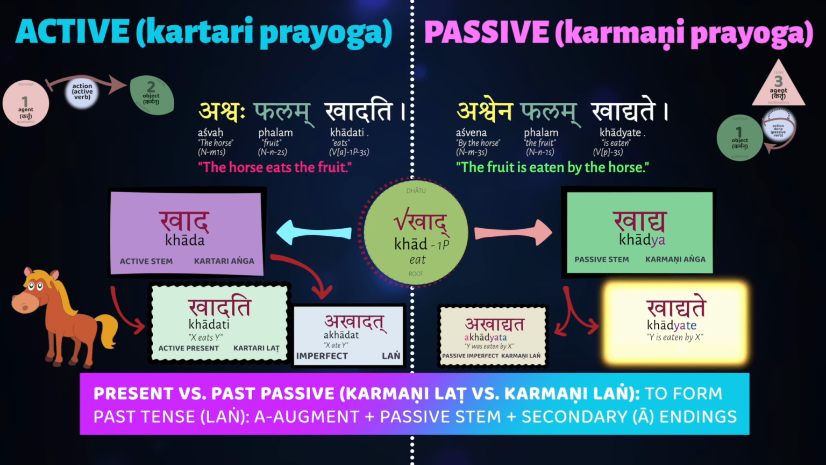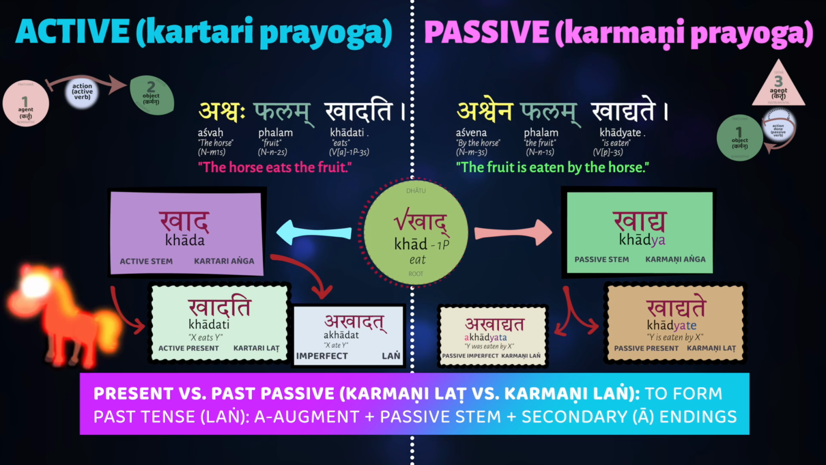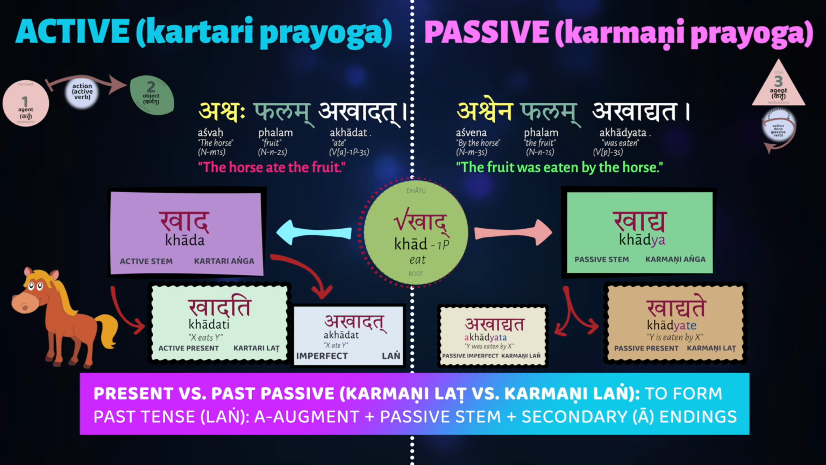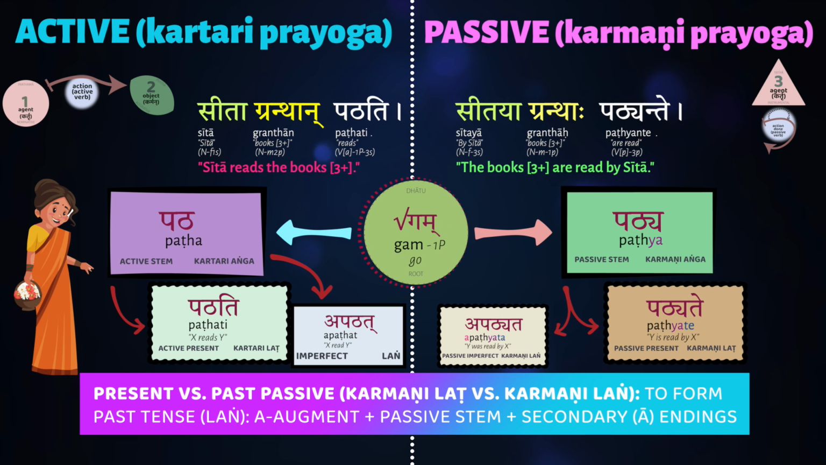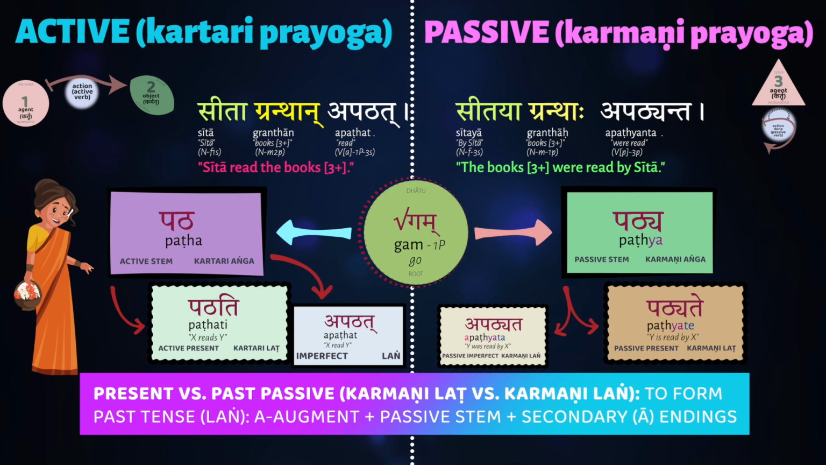Ashvena phalam khadyate, the fruit is eaten by the horse. In the past tense, this becomes Ashvena phalam akhadyata, the fruit was eaten by the horse. Sitaya granthaha patyante, the books are being read by Sita. In the past tense, this becomes Sitaya granthaha apatyanta, the books were read by Sita. It's really a very straightforward thing.